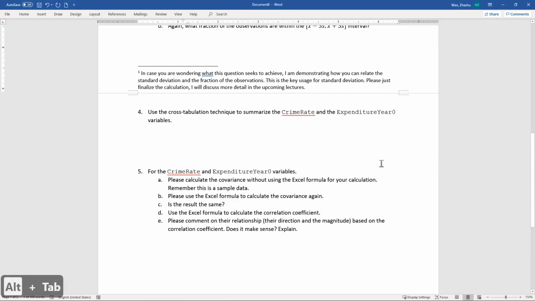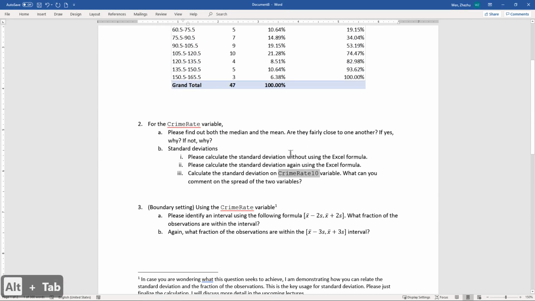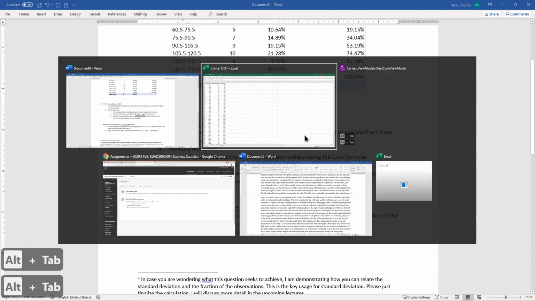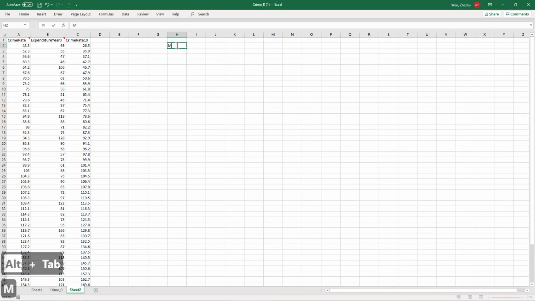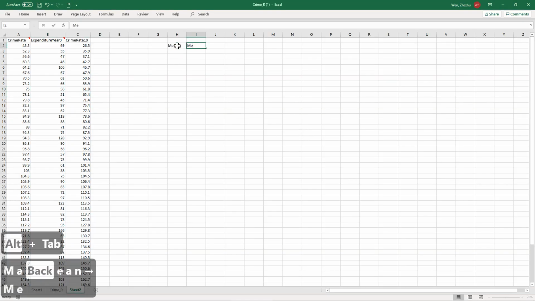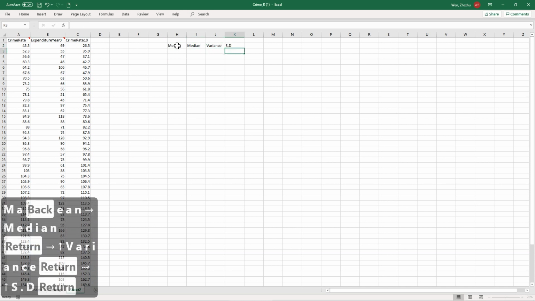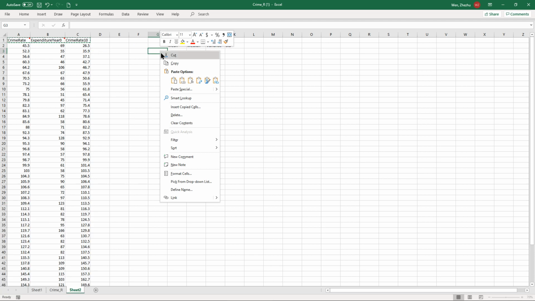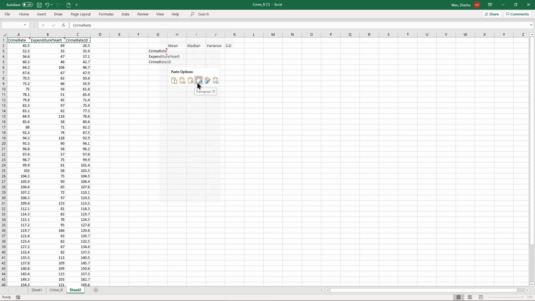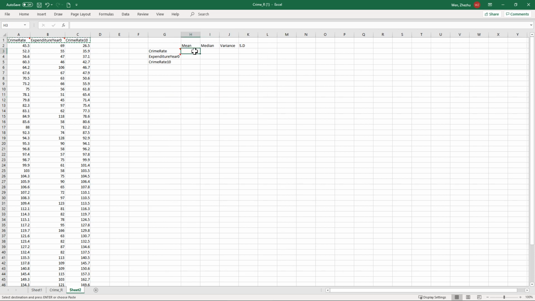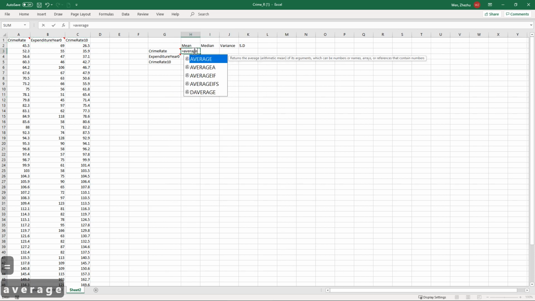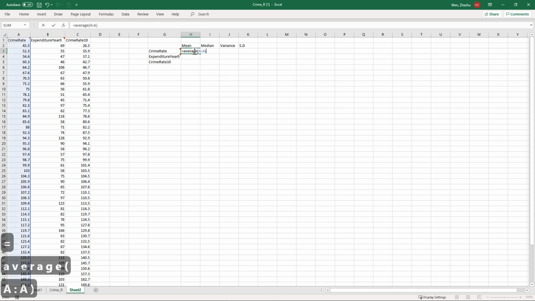So I think question number 2 is asking us to find out the median and mean, right? So what I'm going to do here is mean, median, variance, and standard deviation, and all 3 variables copy. And this time, what I'm going to do here is transpose. Okay, so and then for average, it's going to be average B8 to B8.